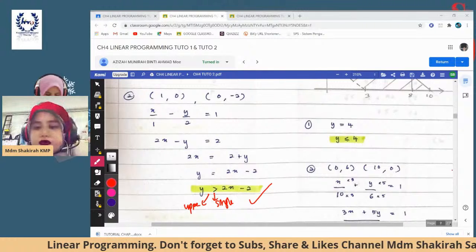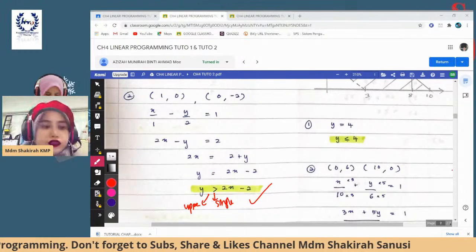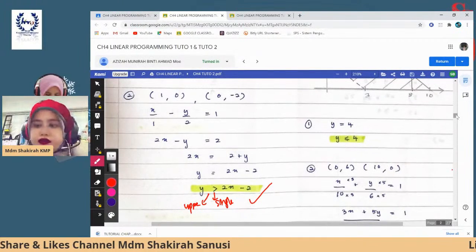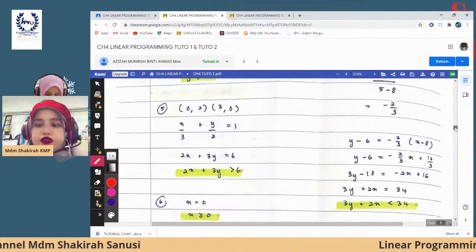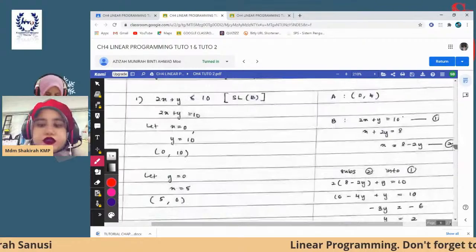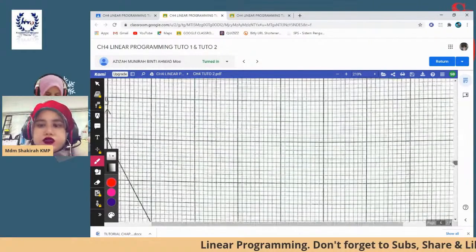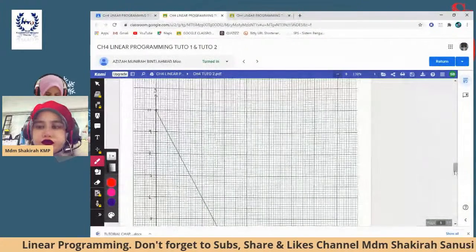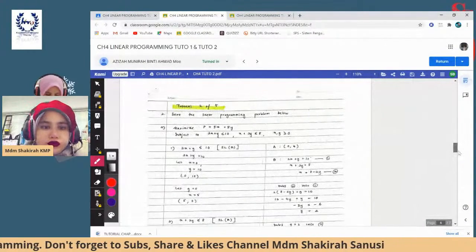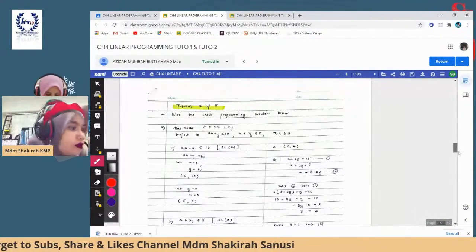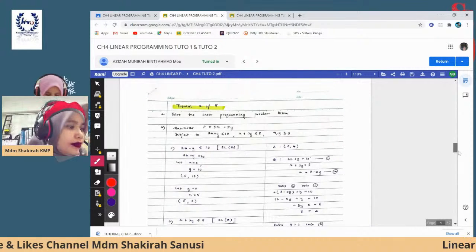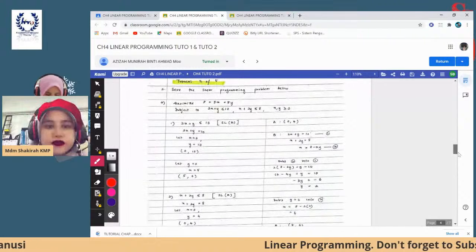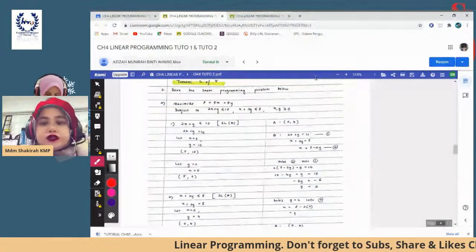Okay, so basic concept yang untuk melukis tu Madam terus stop, so itu you guys boleh faham dah cara dia. Okay, let's look at 2B. Alright. Maximize P. Right, question number 2.